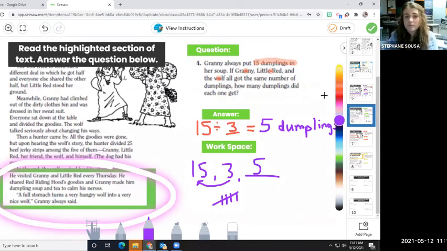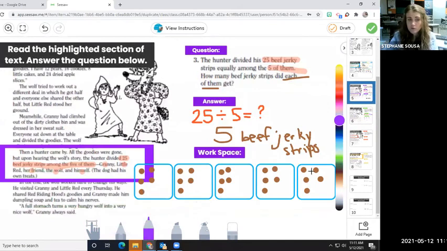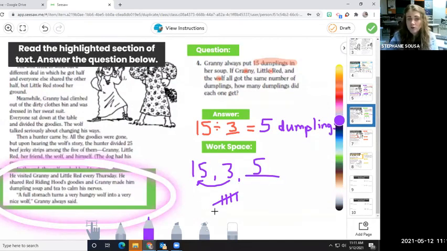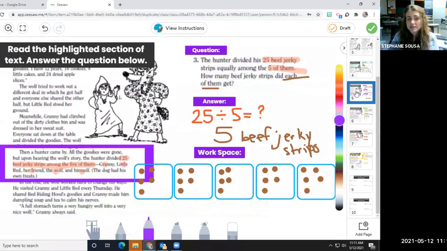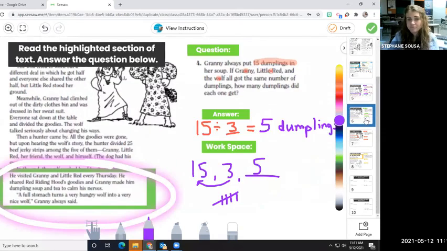So either way, we showed our strategy with group pictures. You can show it with your fact family number sentences as well, if you have those memorized. If you don't have those memorized, this is how you get them memorized, through practice. Okay? Questions on this? Yes, Levin.